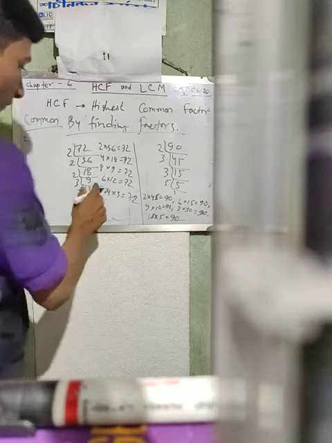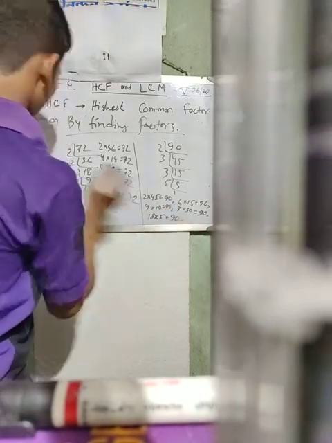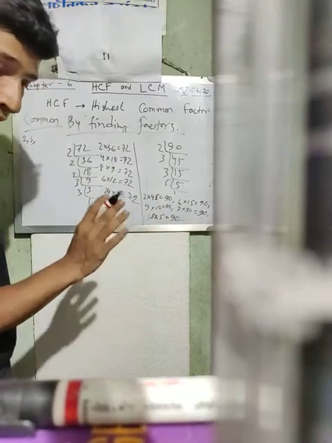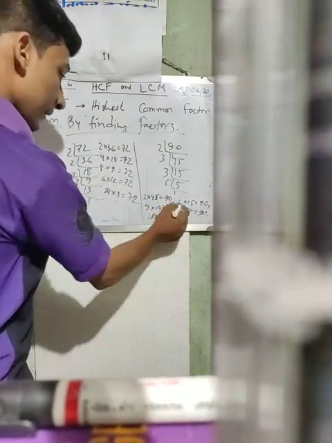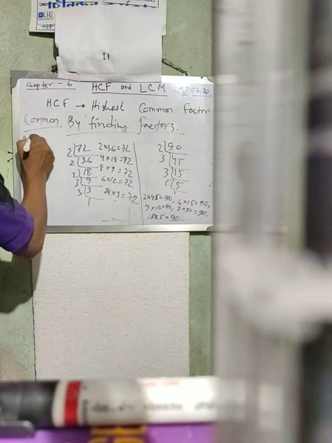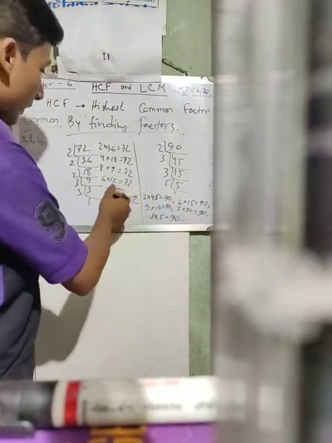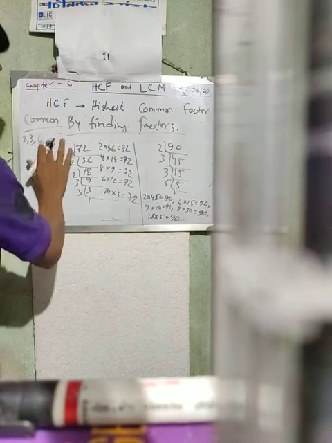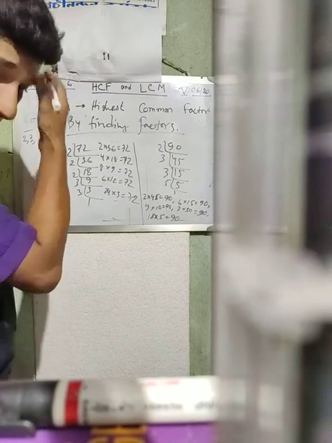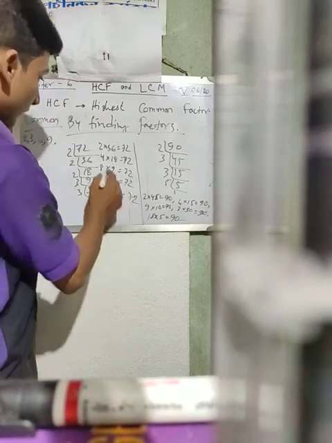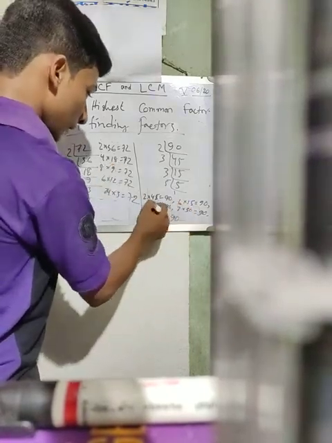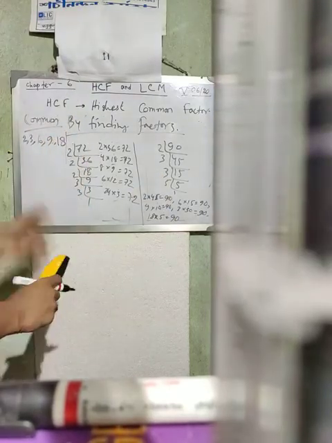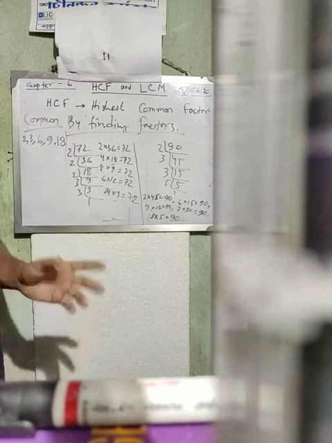2 is common, 3 is common. 4 is not common. Again 6 is common, 9 is common, and 18. So these are the common factors: 2, 3, 6, 9, 18. This is the process of finding factors.